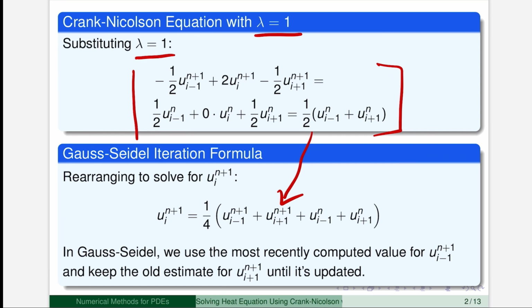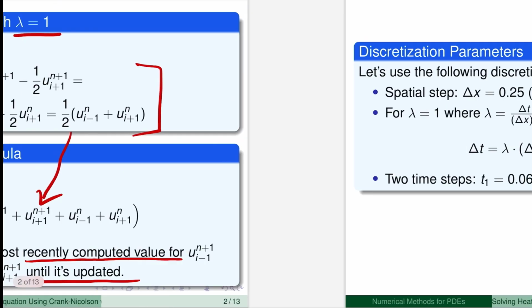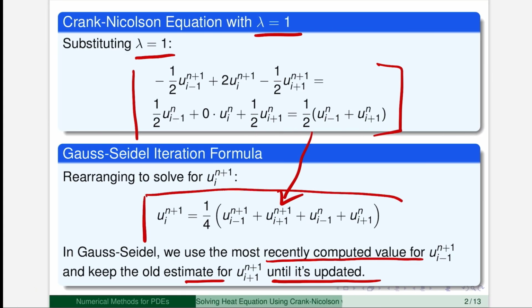That equation can be solved by using the Gauss-Seidel method. In Gauss-Seidel, we use the most recently computed value for u_(i-1)^(n+1) and keep the old estimate for u_(i+1)^(n+1) until it's updated. Now I'll show you how to do that. So here this is the equation, and using this equation we will solve it.